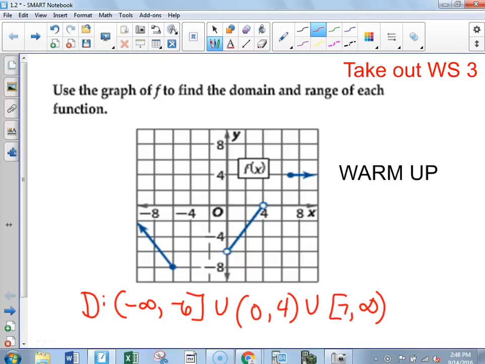This is lesson 1.2, and we were starting with a warm-up on domain and range from a graph. This is a really tough one. How did Miranda do on the domain, guys? Any complaints? So she started at the left.